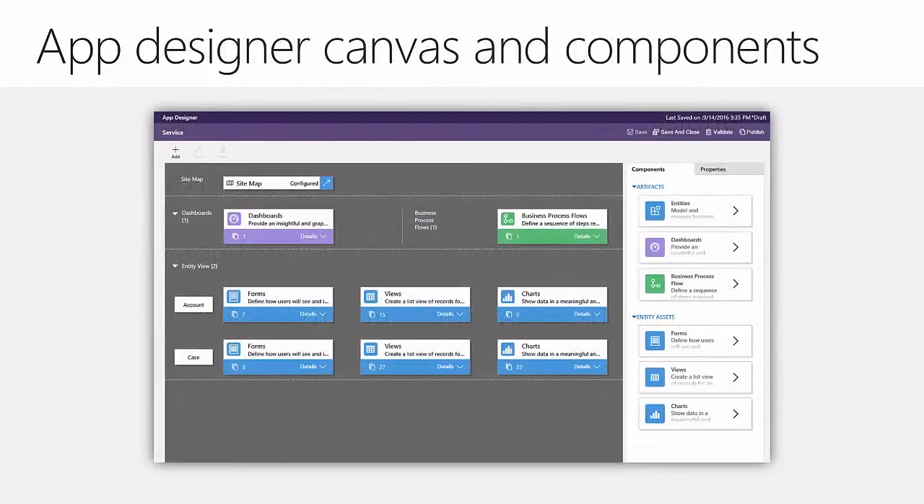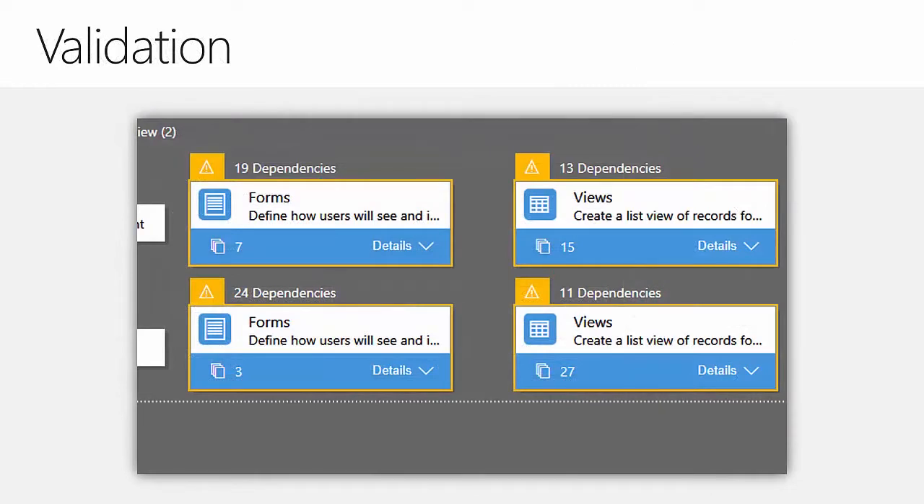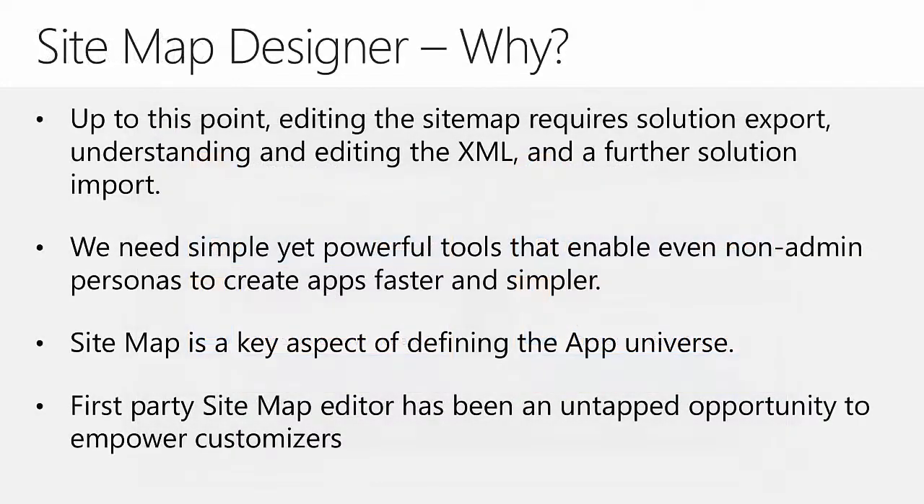Take a look at the app designer canvas and components. You can see and appreciate the tile-based experience, which is easy for users to work with. Artifacts can be found on the right pane and dragged into the canvas. Also, you can see that as users add artifacts to the canvas, validation is being performed to ensure the user has everything that is needed for the app to work. Notice the warnings in yellow indicating missing dependencies on the added artifacts.